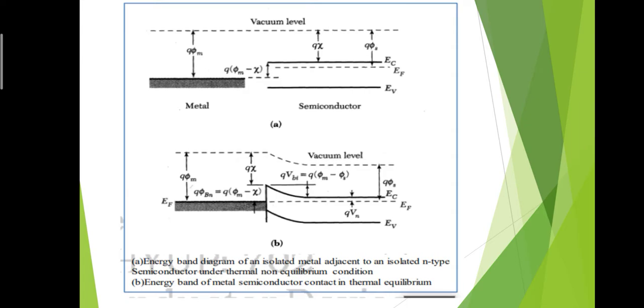So there is alignment of the Fermi energy levels, and after alignment of the Fermi energy, there is a transfer of electrons from semiconductor to metal, and there is a formation of the depletion region. After that we get the equilibrium condition when there is an equal number of electrons transferring from semiconductor to the metal and metal to semiconductor. When this rate is equal, we get the thermodynamic equilibrium condition. So the second figure is at the thermodynamic equilibrium.